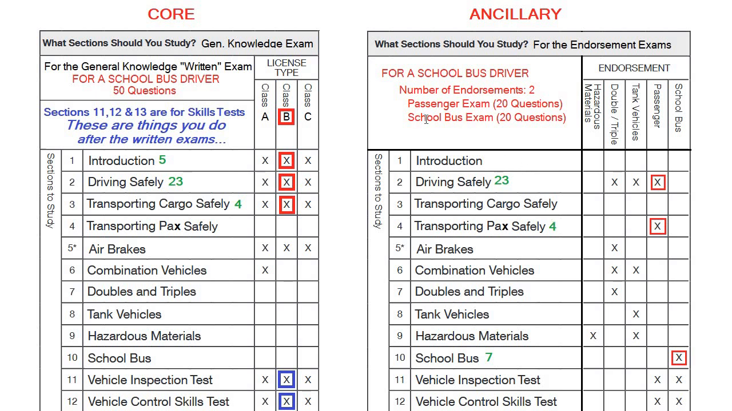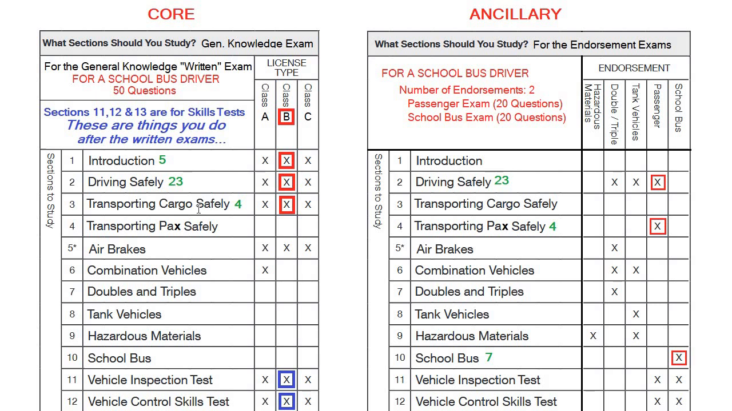Now, the next thing you'd have to study is the school bus exam, or the school bus endorsement exam. That's going to be section 10. That, I believe, has 7 subsections. So it's more than, say, section 1 or section 3, but about the same of both of them combined.